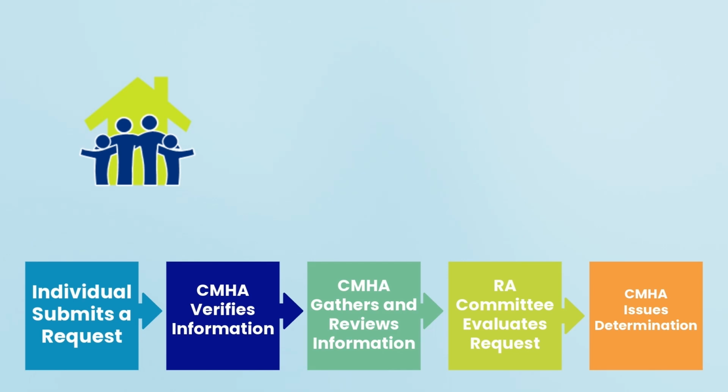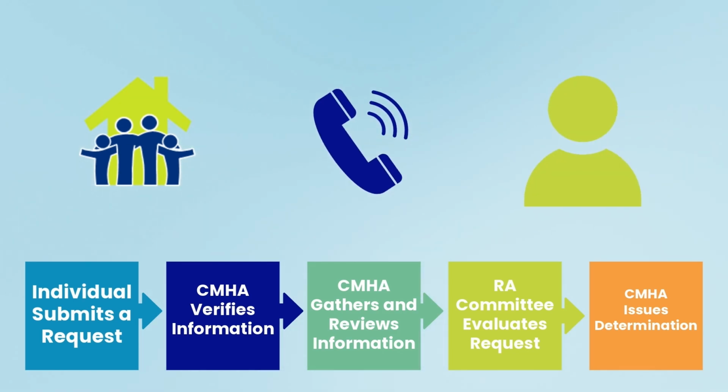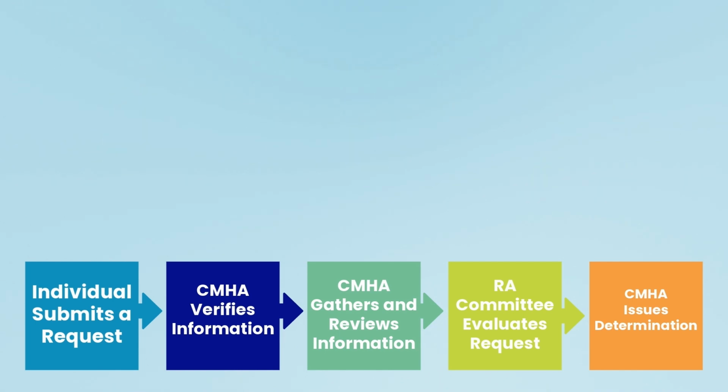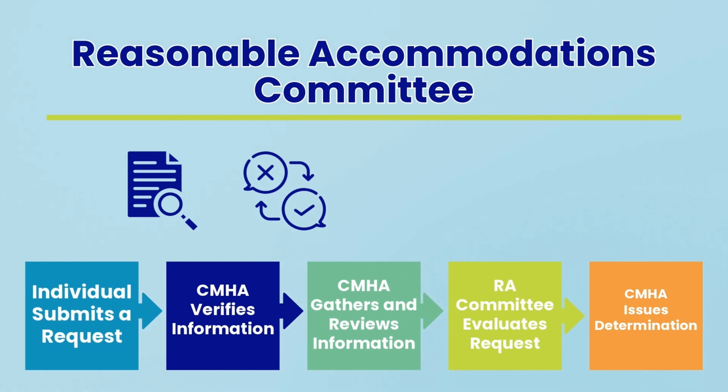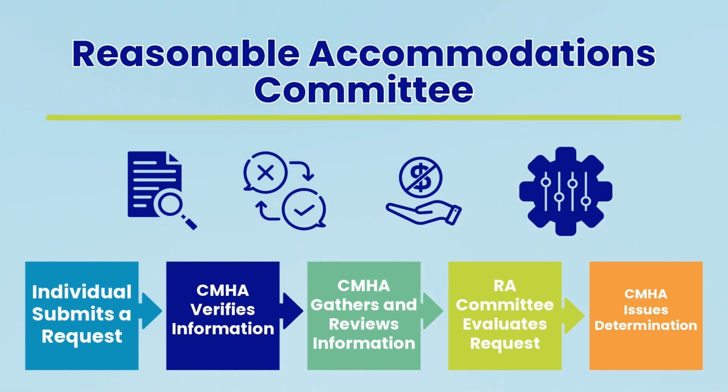First, CMHA will verify the information you provided. This may involve contacting your verifier to confirm the disability and how the requested accommodation will help. Next, CMHA's Reasonable Accommodations Committee will evaluate your request. They will determine if there is a connection between the disability and the requested accommodation, and if granting the request would be an undue financial and administrative burden or a fundamental alteration of the program.